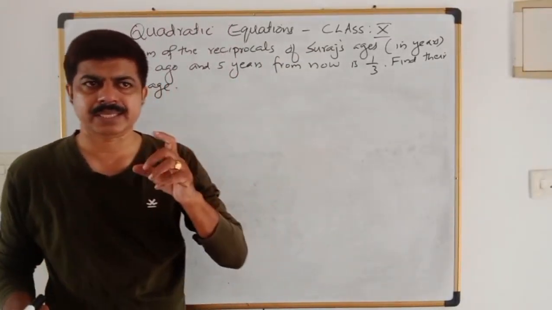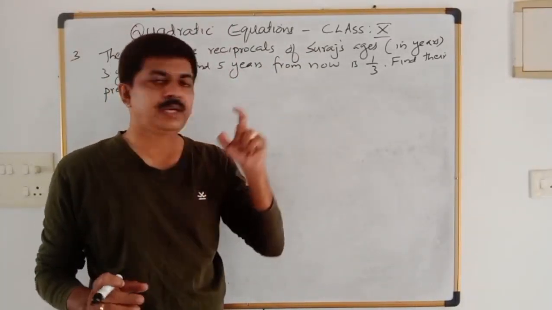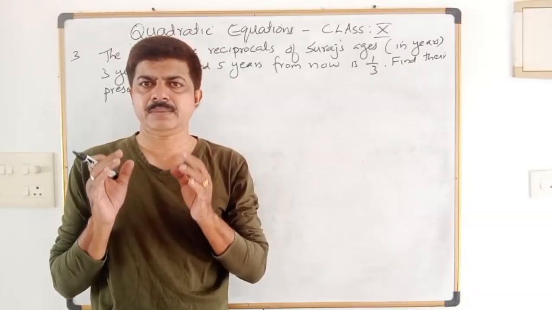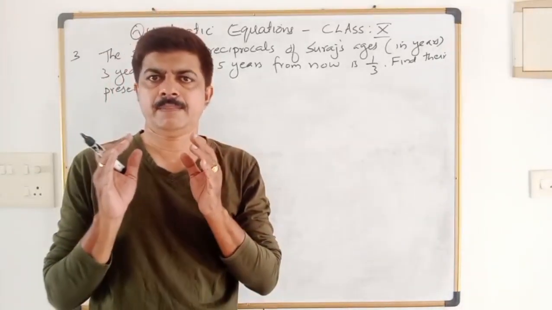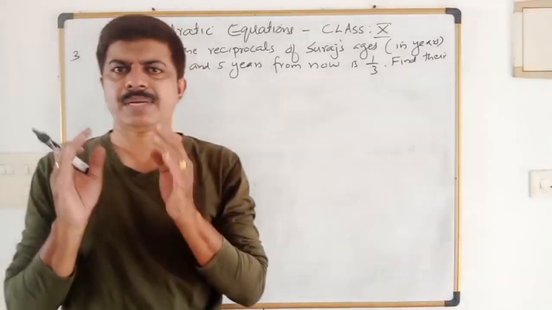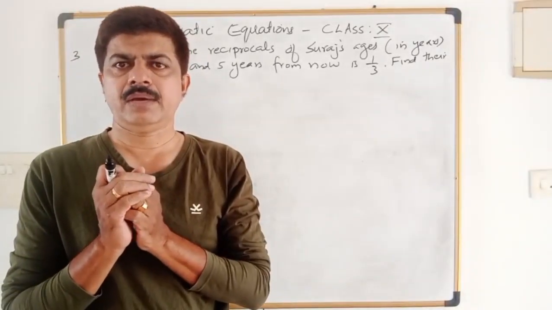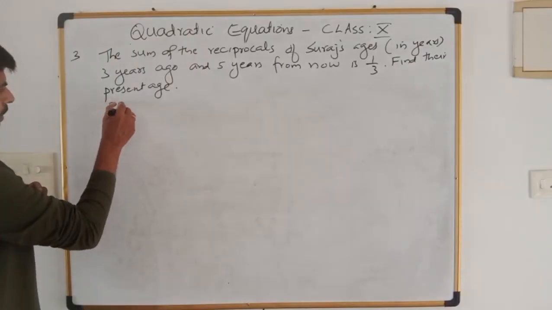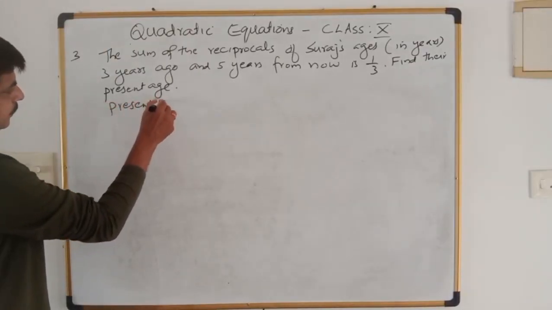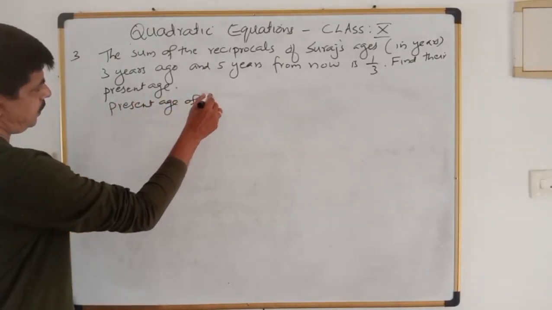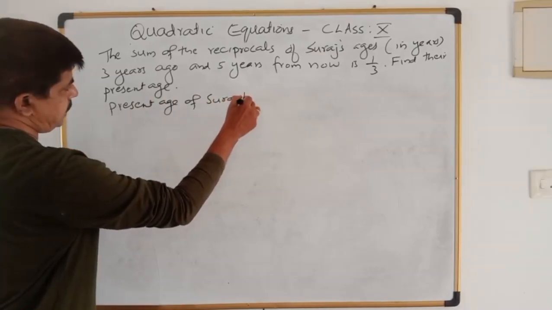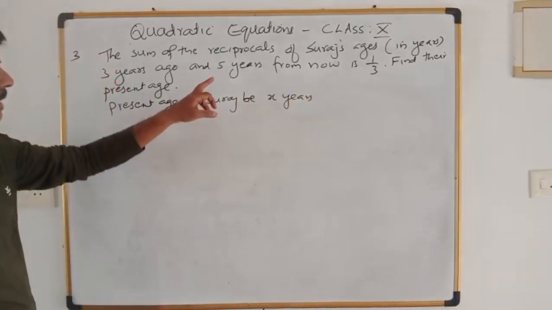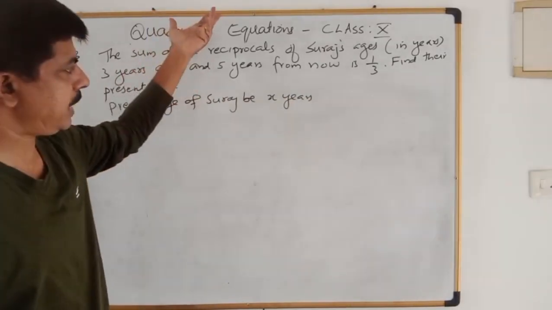Usually, remember, when the question is related to age, we begin with the present age. Always we start with the present age. Always we assume the present age is x. Okay, we will assume the present age of Suraj be x years.